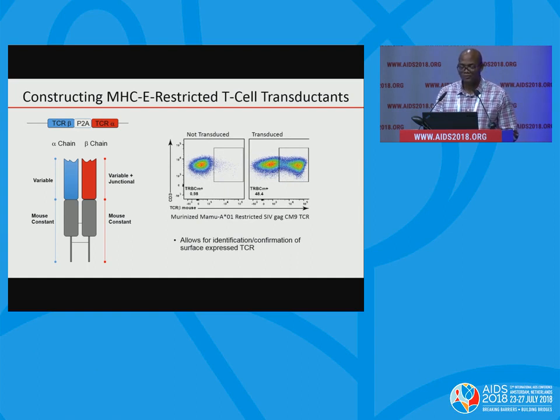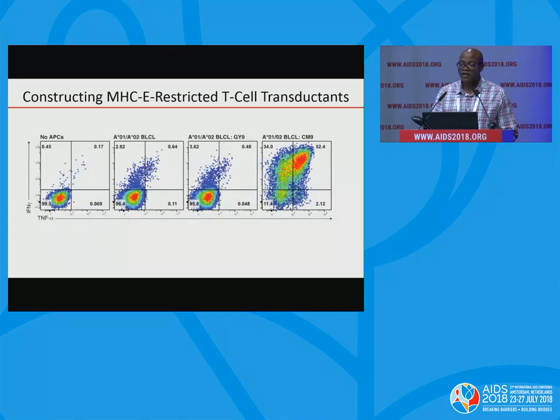Next was to confirm that these TCR would be fully functional. So here we're looking at an ICS assay, looking at interferon gamma and TNF expression in transduced CD8 T cells, either with no antigen-presenting cells, antigen-presenting cells unpulsed or pulsed with an irrelevant peptide, or those same antigen-presenting cells pulsed with the cognate CM9 peptide for these particular transductants. We can see here that we see almost a 90% responsiveness from these transduced T cells.